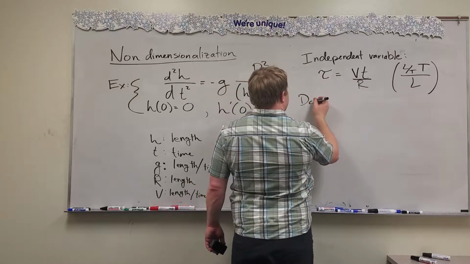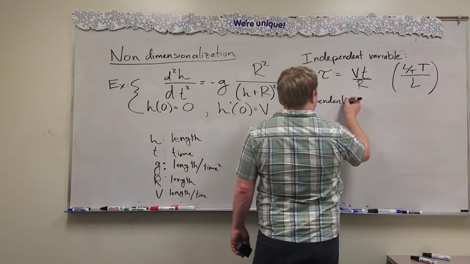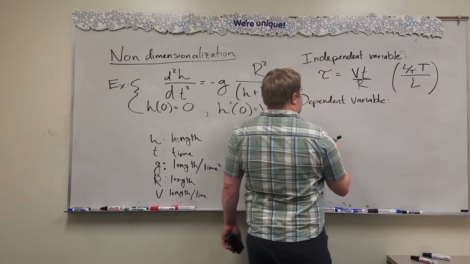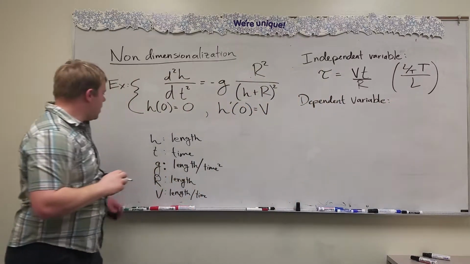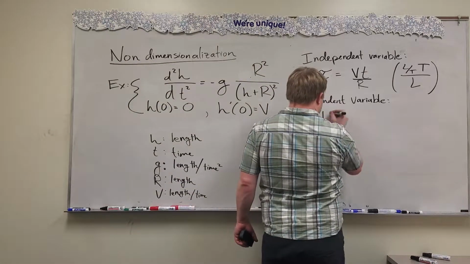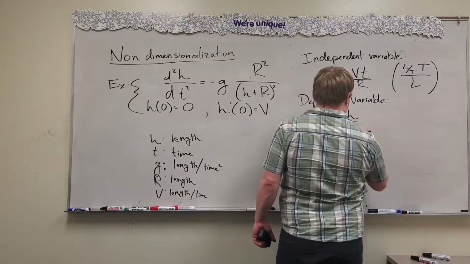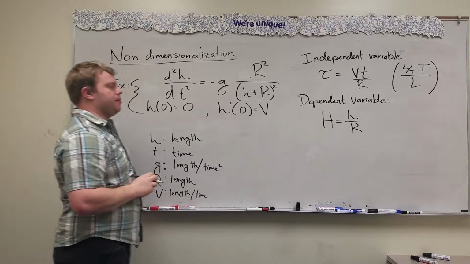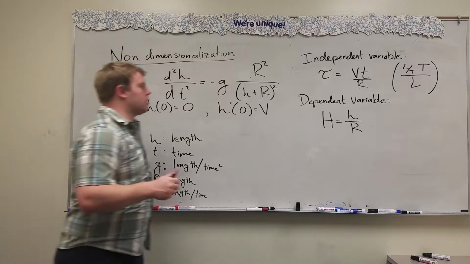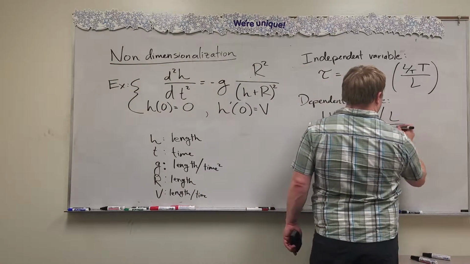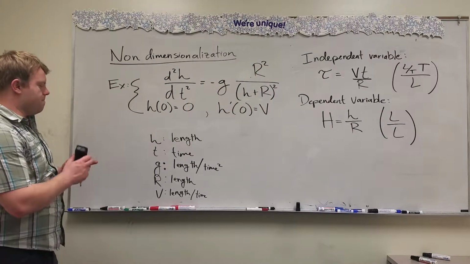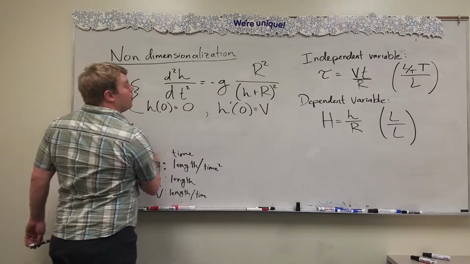Our dependent variable, that is h over here, we can just divide that by r and call that big H. And that's just length over length, so that is also dimensionless. Okay, I think that's going to do it.